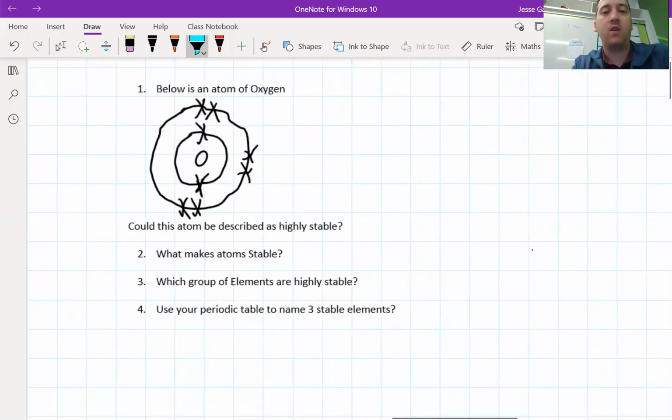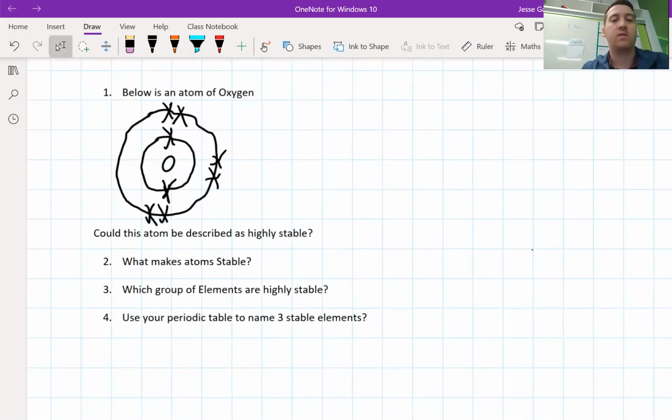So have a look at these. Let's do question 1 first. It says, below is an atom of oxygen. Study the diagram carefully. Could this atom be described as highly stable? Yes or no? Pause the video and say what you think. You should only listen if you've written down an answer to number 1. I'm hoping that you wrote down no, it's not highly stable.